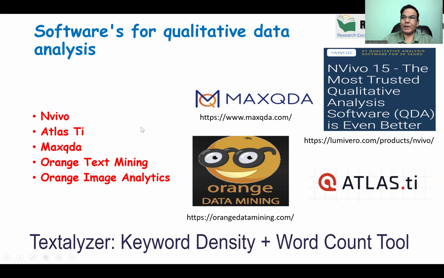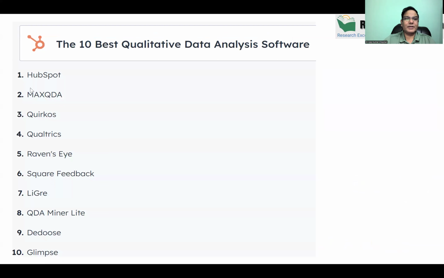And apart from this, you can also go for Textalyzer. This is another software, but because I'm not aware of this software, somebody recommended me to use Textalyzer software. So you can do text mining on this also and make some beautiful graphs. So these are the softwares used for text analysis, image analysis, thematic analysis, grounded theory approach, like that. These are the list of 10 softwares I found from Google as the best qualitative data analysis softwares.